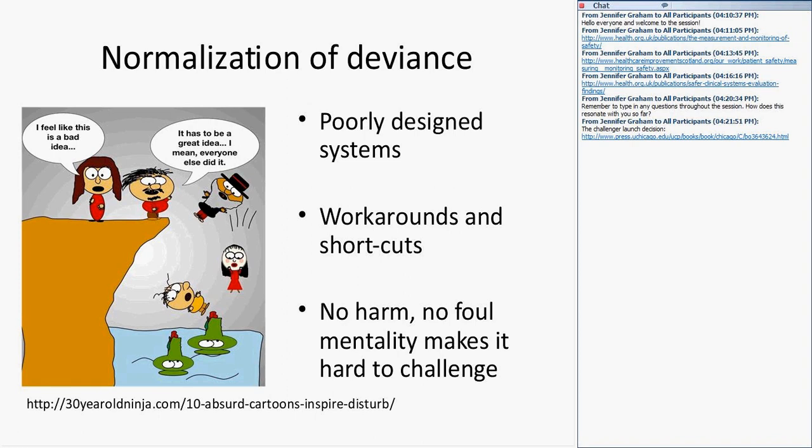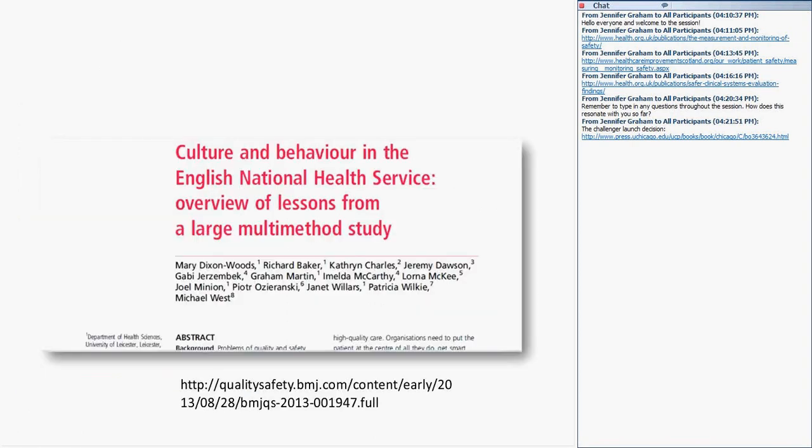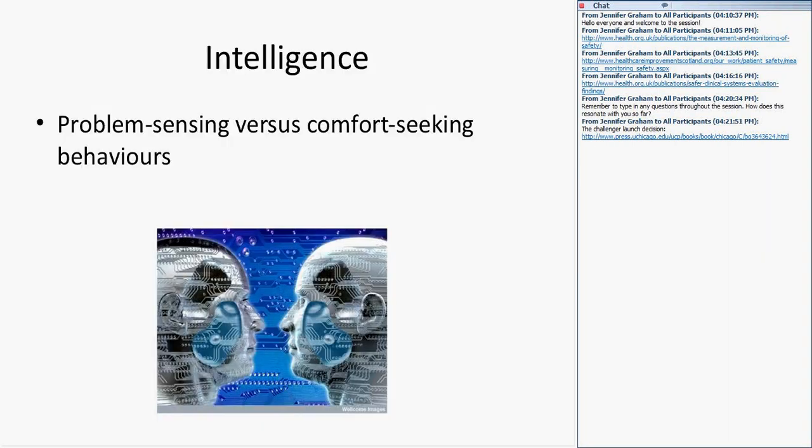And that then frustrates attempts to repair those systems. When we did a huge study of culture and behaviour in the English National Health Service led by Michael West, using multiple methods, we found that there was another problem that got in the way of knowing whether care was safe. When you look at the senior level of organizations, they tend to display behaviors that range from what we call problem-sensing behaviors.